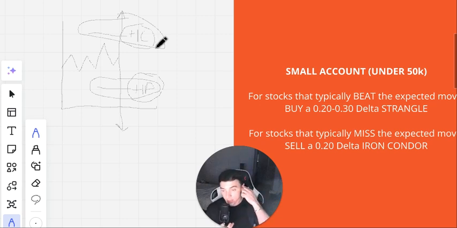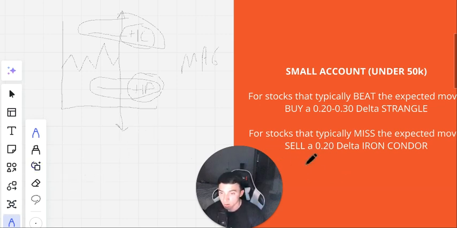So in other words, we're actually completely neutral as to whether we want the stock to move up or down. We just care about the magnitude of the move, right? So the market typically underpredicts the move. So typically the stock is going to outperform the prediction, and one of these options is then going to be juiced while the other expires worthless.